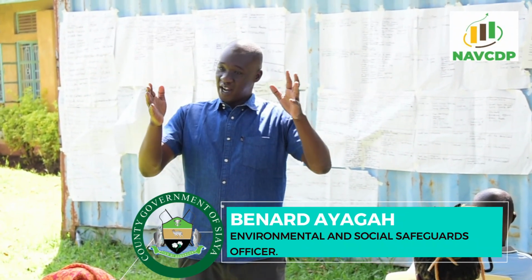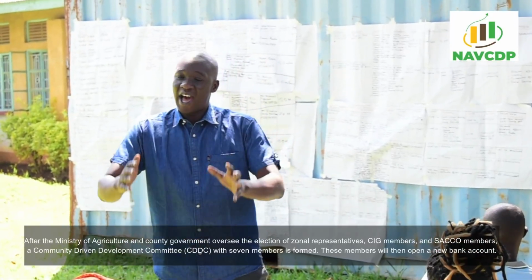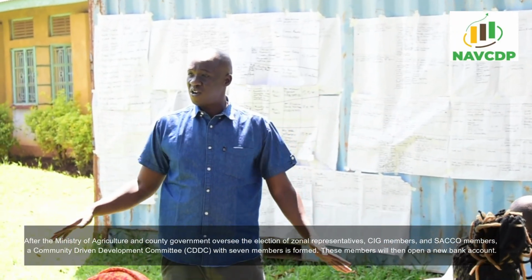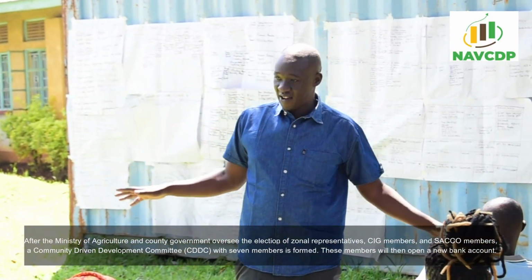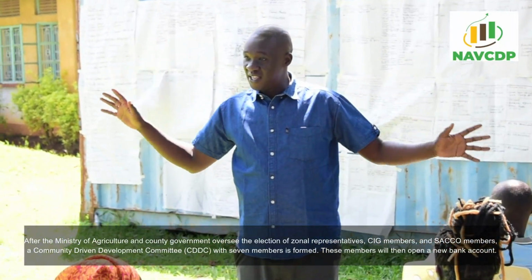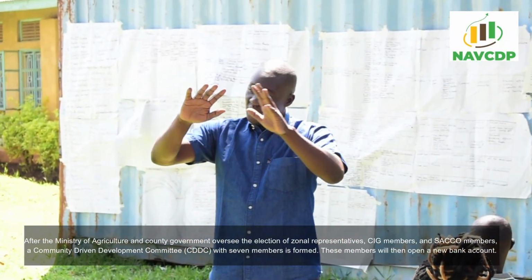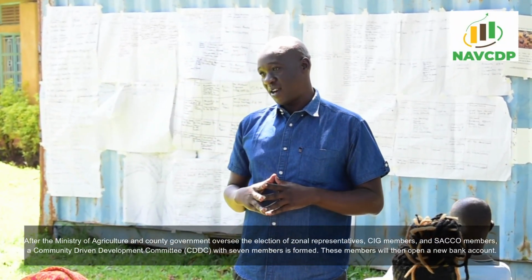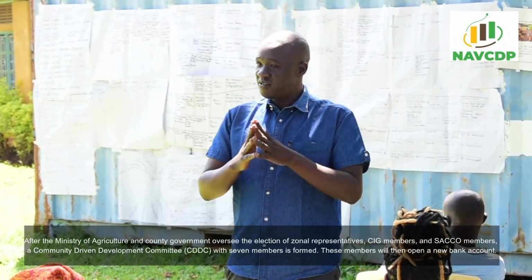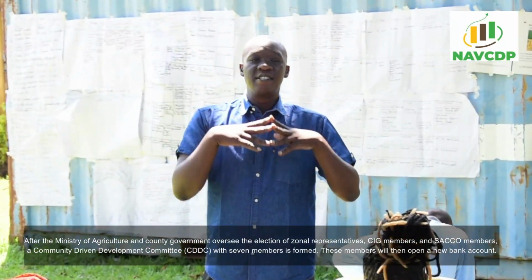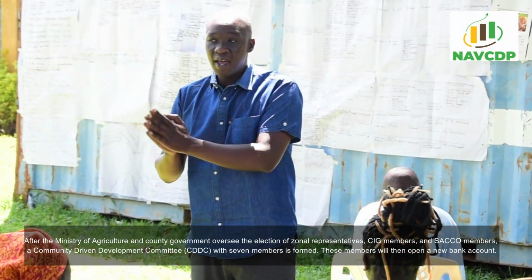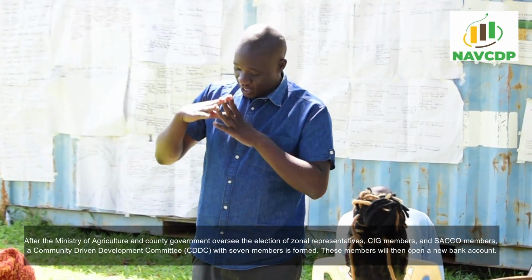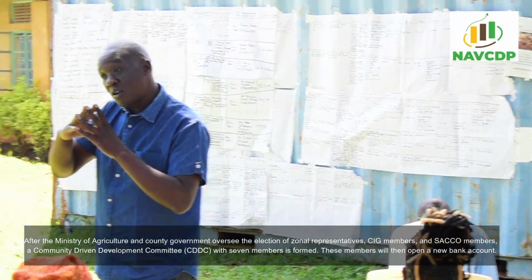Ministry of Agriculture, to be the county government, now to the Department of Agriculture. Zonal representatives, the members of the CIGs. The members of the CIGs and members of SACCOs. Individual members of every year looking at the CDDC. CDDC and community-driven development committee. CDDC will carry 7 members. These 7 members can give you form, give you your account.